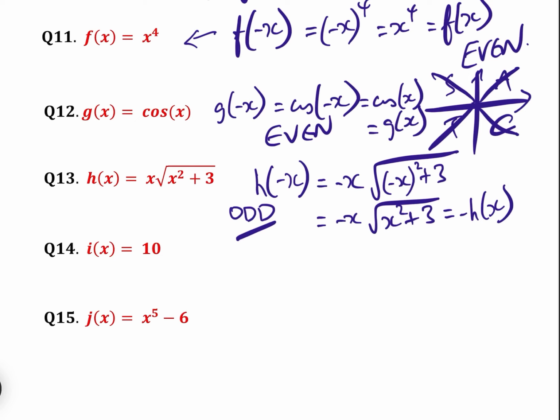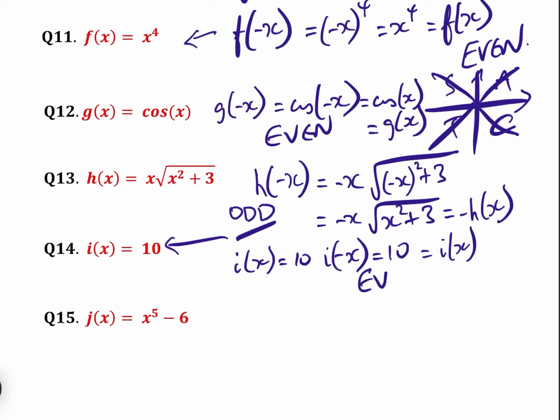I of x equals 10. It's a little bit of a trick question, but these questions do come up in college entrance exams. I of x equals 10. So I of minus x is also 10, just because there's no x in the function, it just means it's a constant function, i.e. it's constantly at 10. So I of minus x is 10, which equals I of x. And so therefore, this is an even function, even though it's a constant.